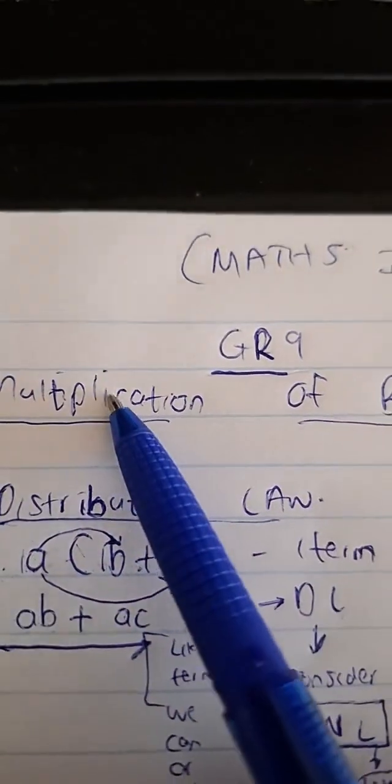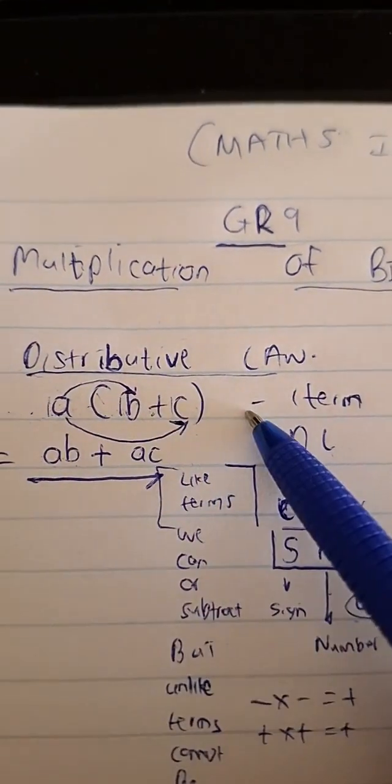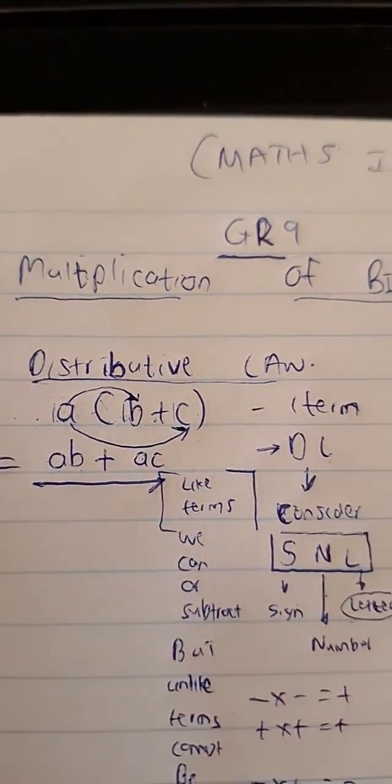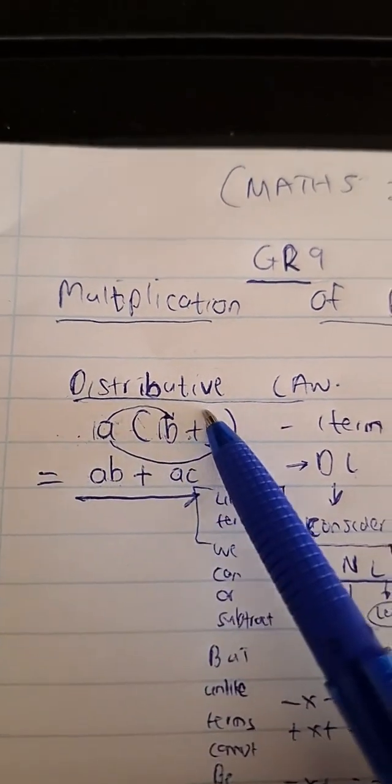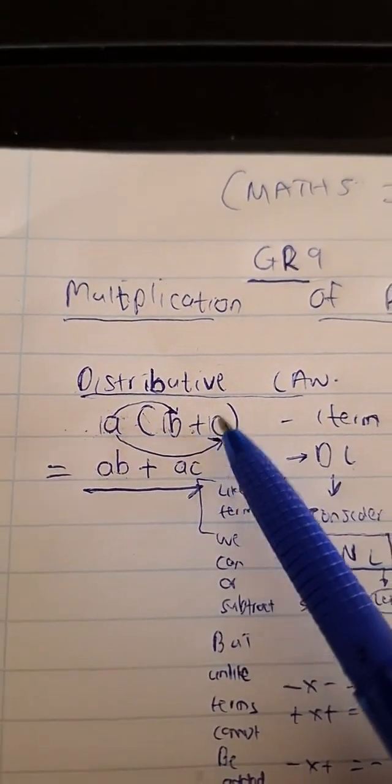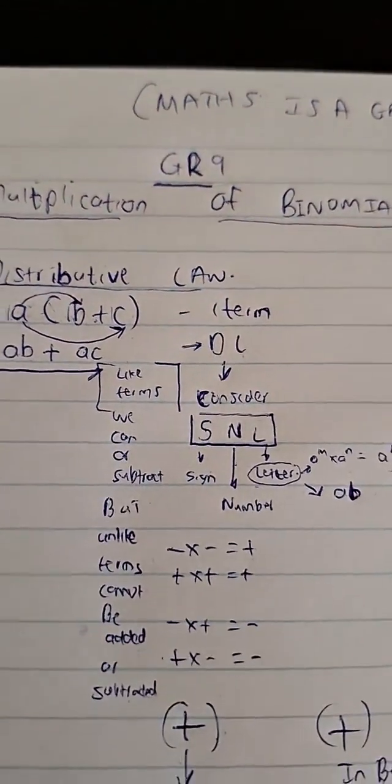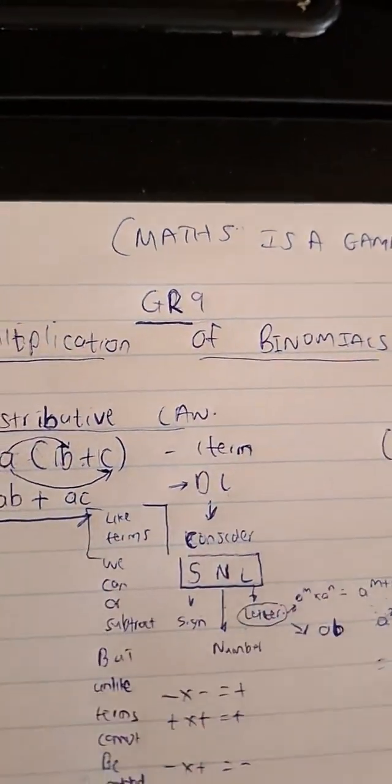So now, this is the law. You've seen how it is applied. It is always applied where there's a monomial, and inside the bracket there's a binomial. We apply the distributive law. So now we are going to look at the multiplication of binomials. Are you ready for multiplication of binomials? All right, here we are.